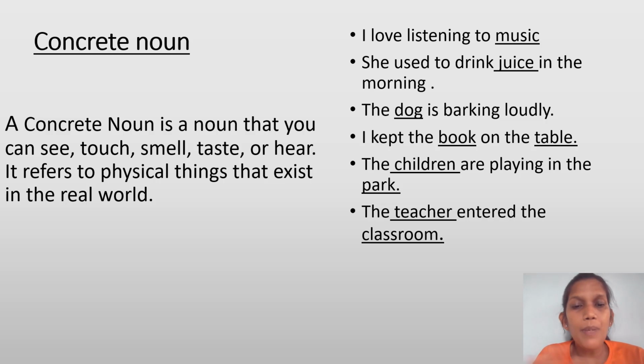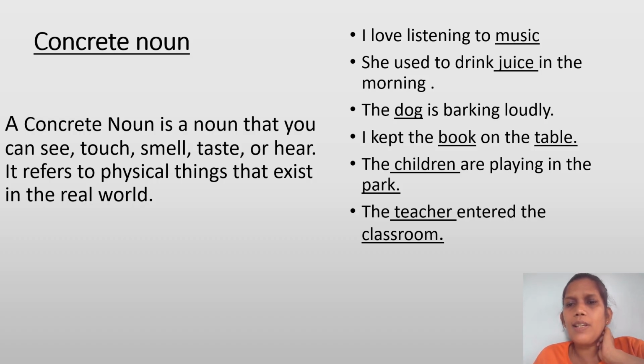I hope everybody understood. Okay, very simple. Let's understand in more detail with the help of an example. I love listening to music. Okay, music you can hear. She used to drink juice in the morning. Again, she used to drink what? Juice in the morning. Again, it refers to physical things that exist in the real world. Drink juice. Juice you can drink, you can taste.